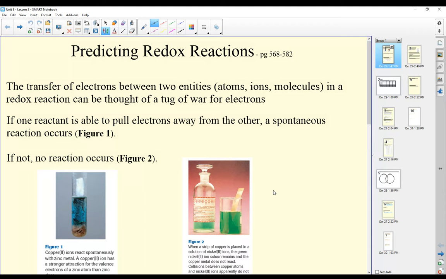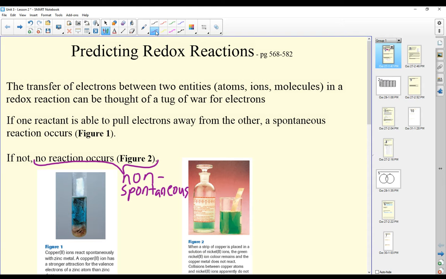So if no reaction occurs, I'm just going to grab a purple pen here. We're going to make a little note here. And that is called non-spontaneous.